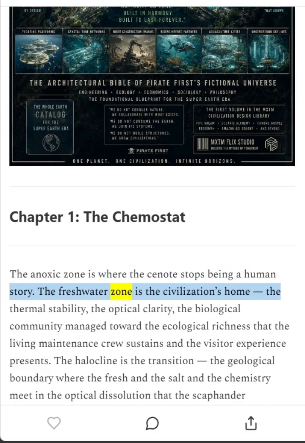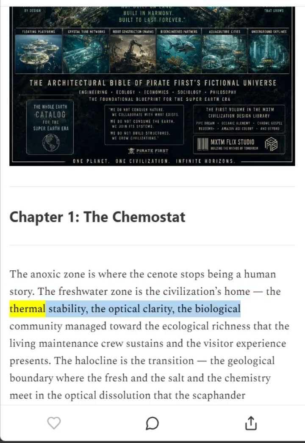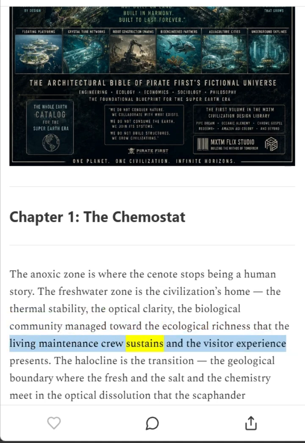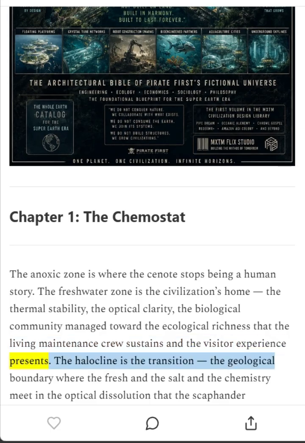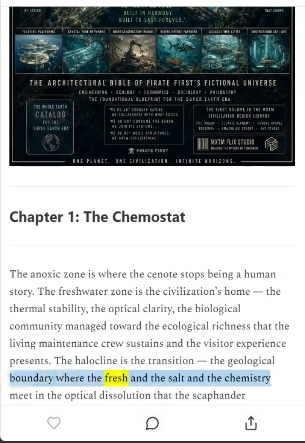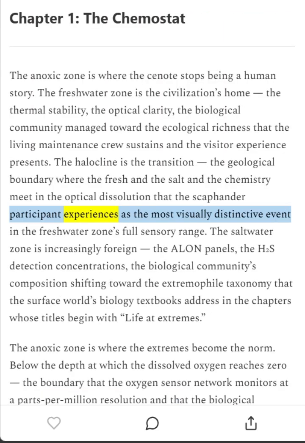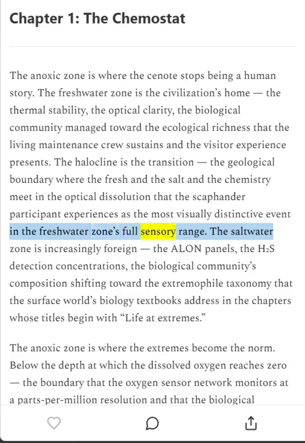The freshwater zone is the civilization's home. The thermal stability, the optical clarity, the biological community managed toward the ecological richness that the living maintenance crew sustains and the visitor experience presents. The halocline is the transition, the geological boundary where the fresh and the salt and the chemistry meet in the optical dissolution that the Scaphander participant experiences as the most visually distinctive event in the freshwater zone's full sensory range.